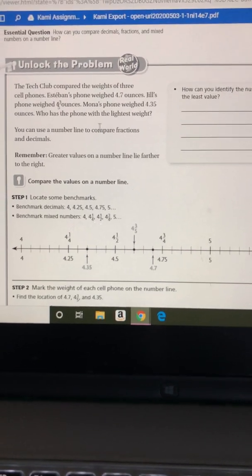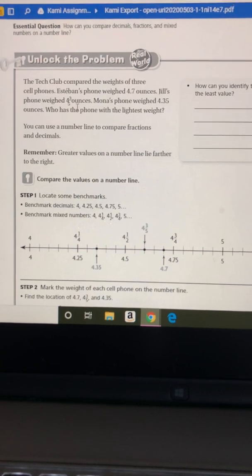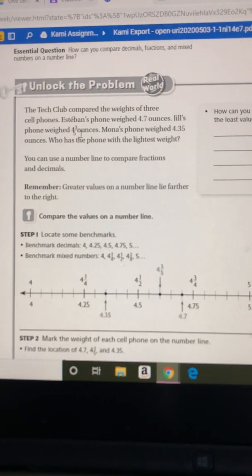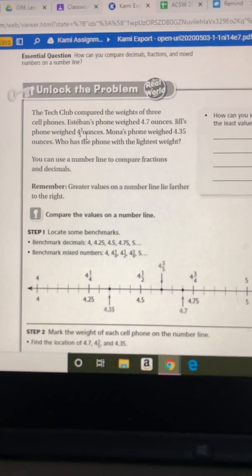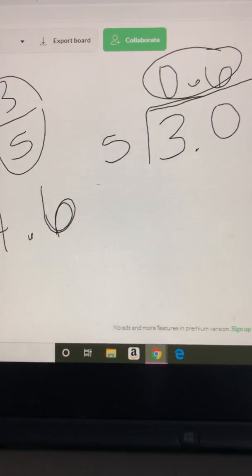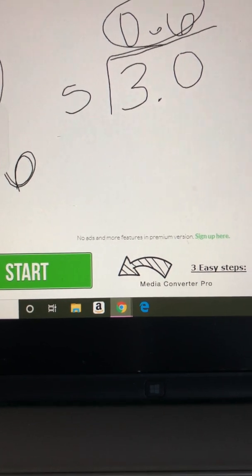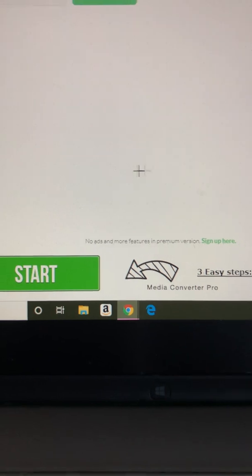So the first thing I teach is it's easier to convert the fractions into decimals. So we're going to take the only fraction we have in this word problem, which is 4 3/5, and turn it into a decimal. And here's how you do it. Okay, I'm going to get the whiteboard. I was testing it out and I forgot to erase it. Let's clear the page. Sorry about that.